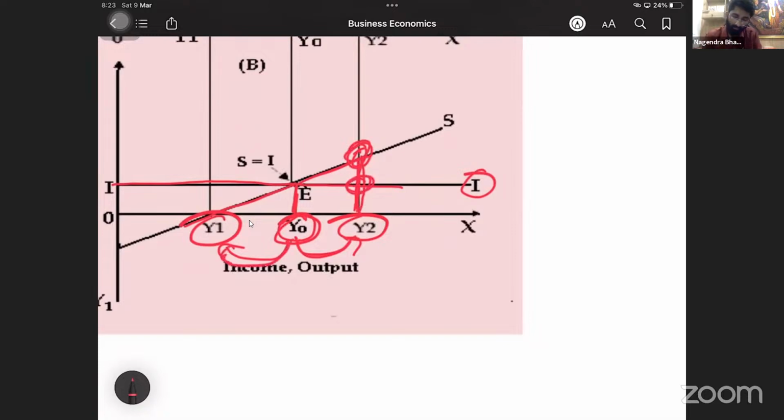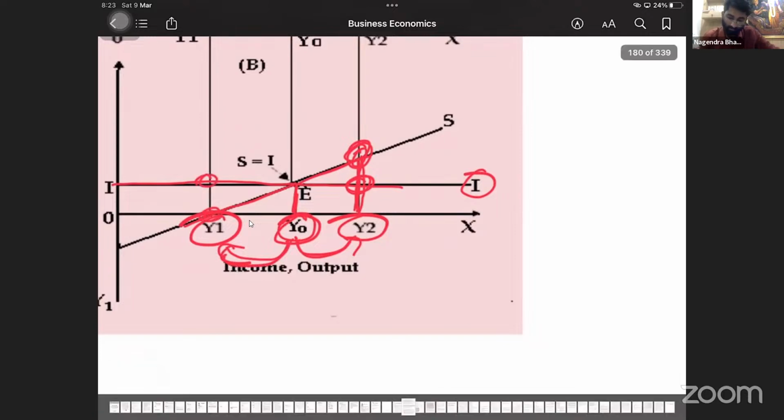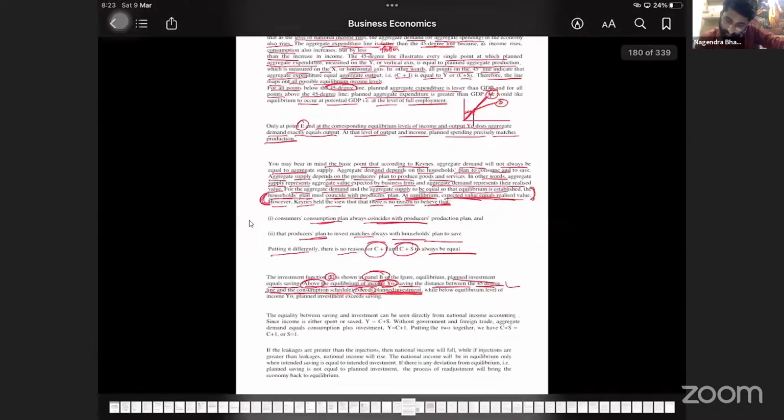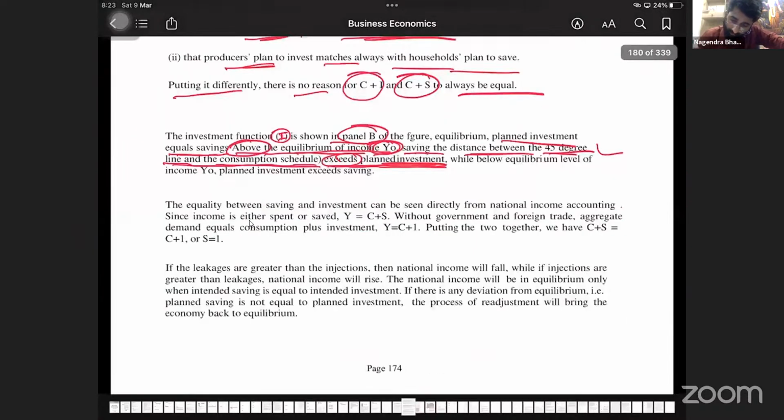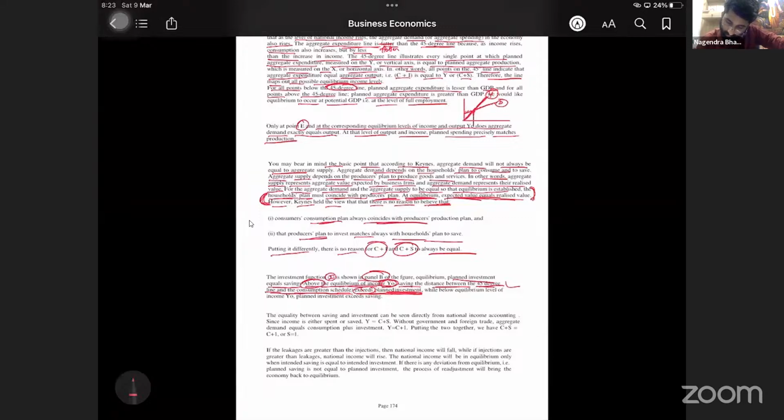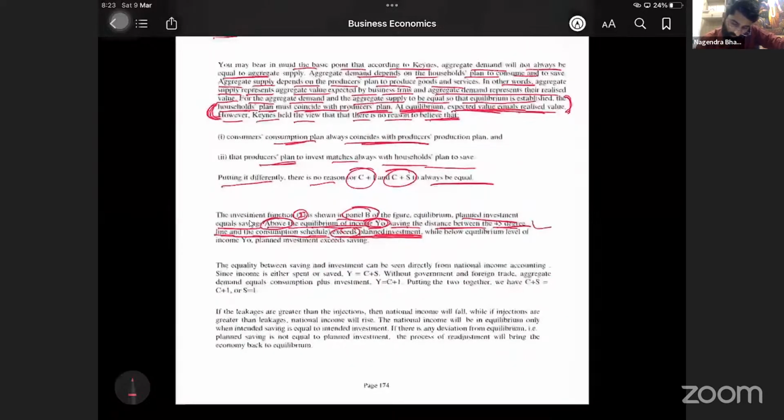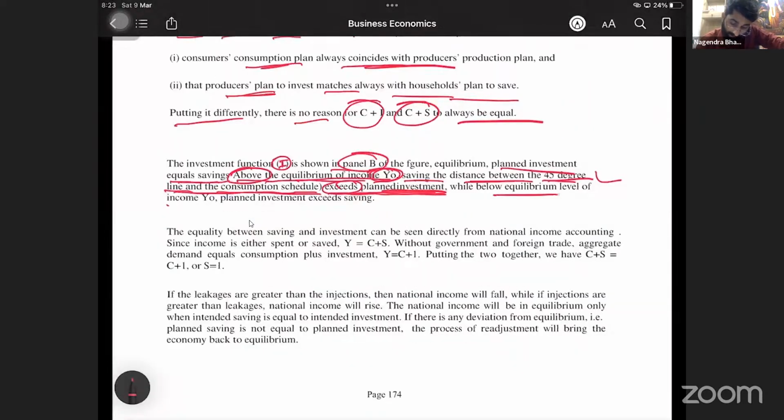Below Y0, investment exceeds savings. Yes or no? See, below the equilibrium level of income Y0, planned investment exceeds savings. So this is not required actually. We know this. If you see the diagram, you'll get to know.